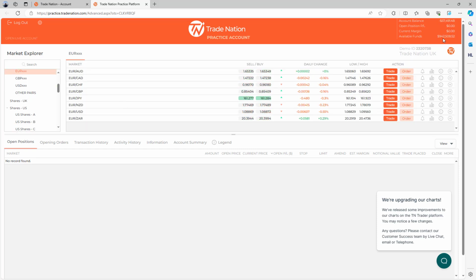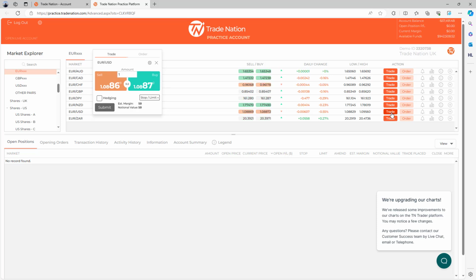I've got 942,000 funds here, and it's not real money. I wish it was. And what I'm going to do is show you how to place a trade. Now we're going to look at the euro dollar, and you'll find the market on the left hand side, but then what I'm looking to do is find an area where it says trade. So I'm going to click on trade.